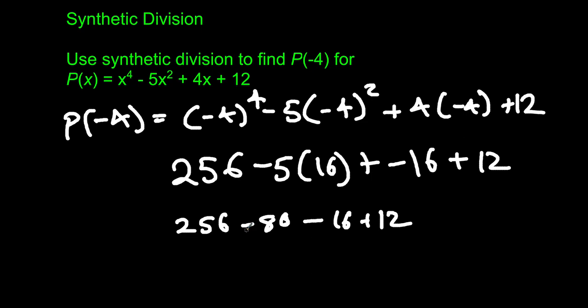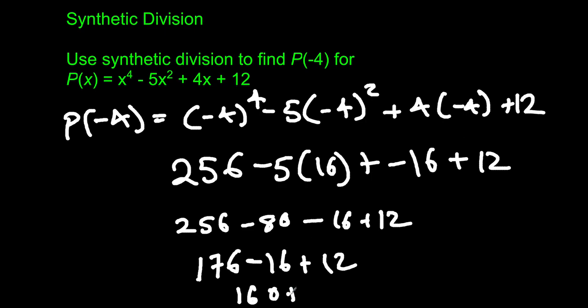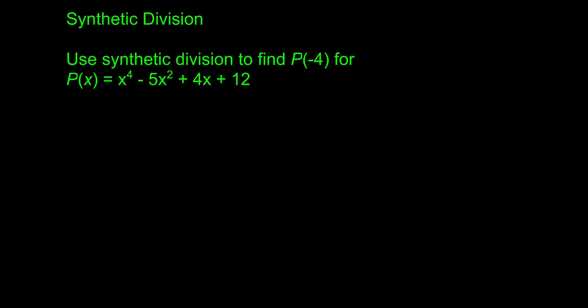256 minus 80 is going to be 176. Yeah, that's right. I don't know why that was hard for me to do in my head. Minus 16 plus 12. 176 minus 16 is 160 plus 12 is equal to 172. So p of negative 4 is equal to 172.